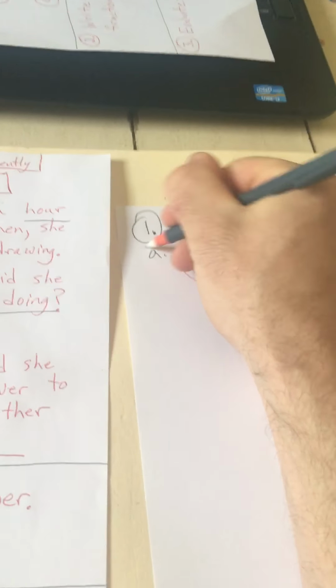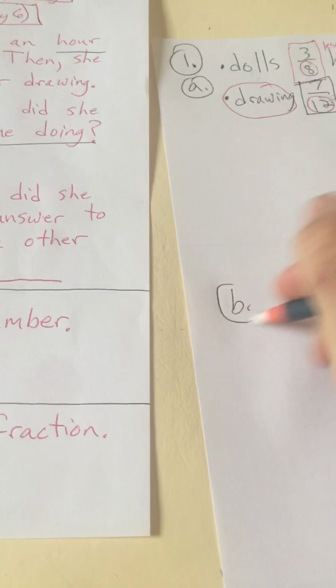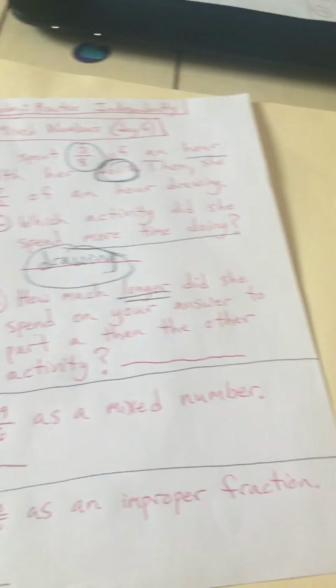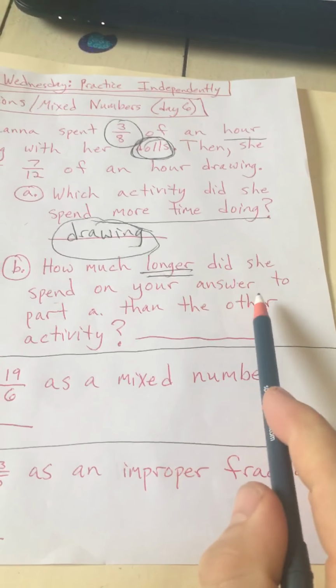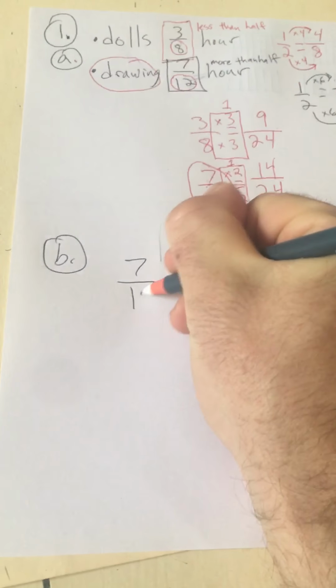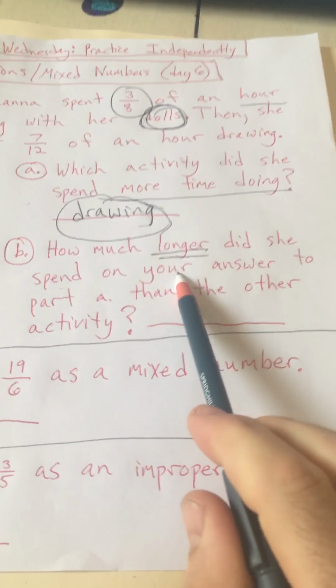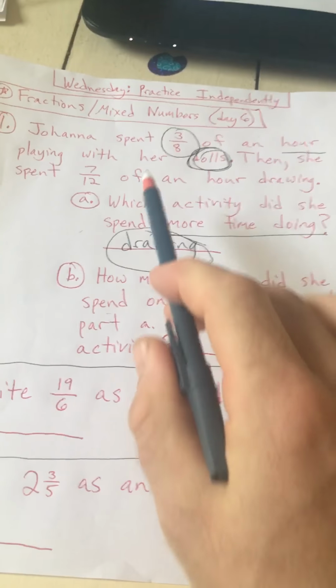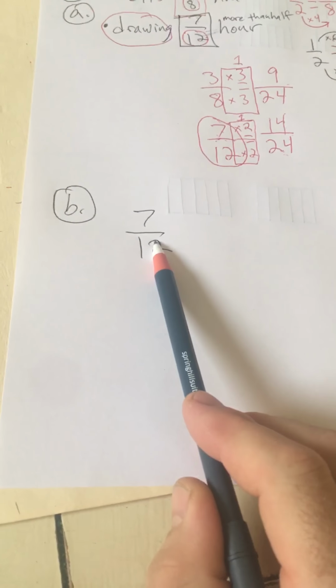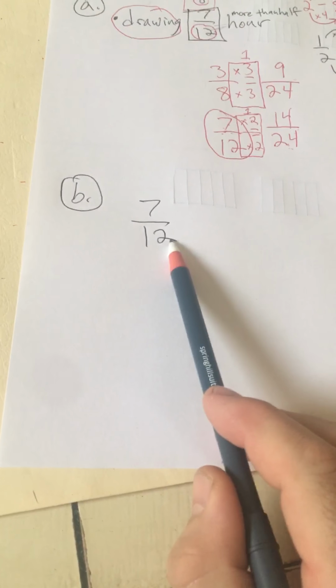Okay, so that was part A. Now we've got plenty of space here for part B. It says, how much longer did she spend on your answer to part A? So drawing, which was 7/12 of an hour. How much longer did she spend on my answer, which was drawing, than the other activity, which is playing with her dolls? So this is how long she spent drawing. How much longer is this than 3/8?